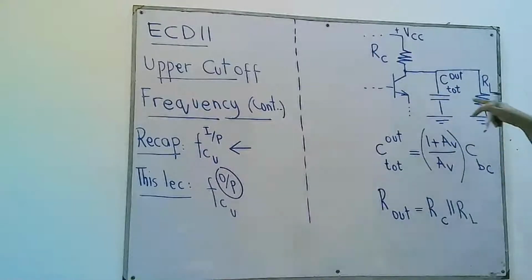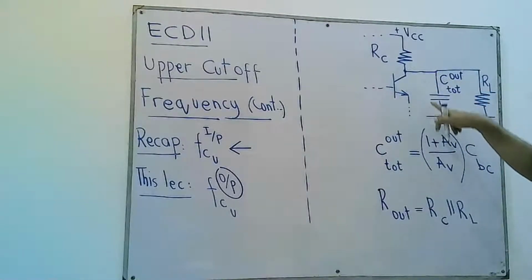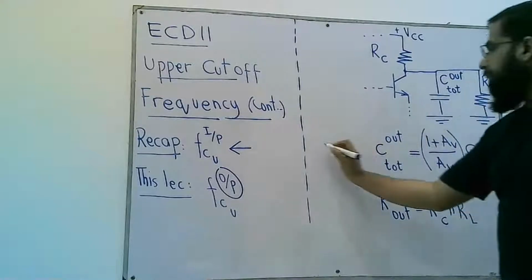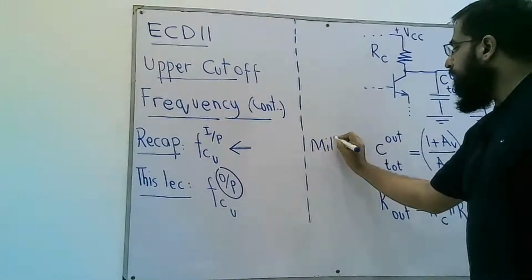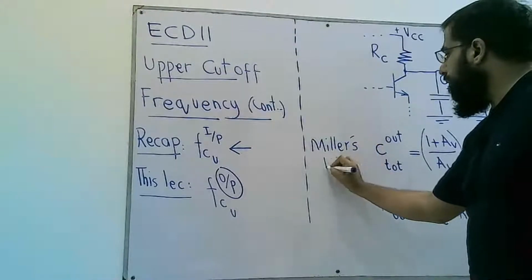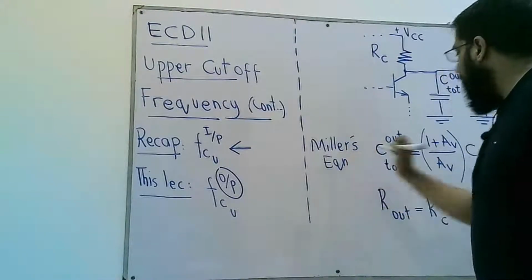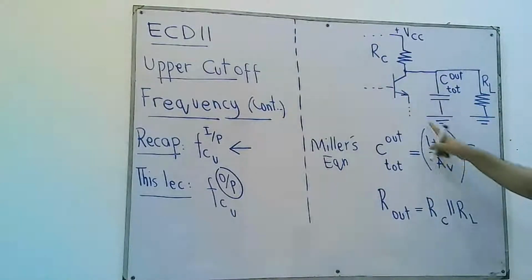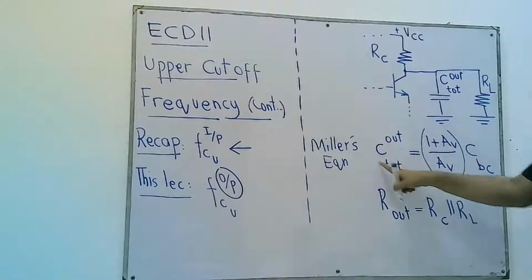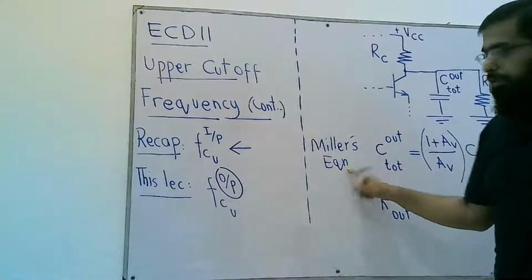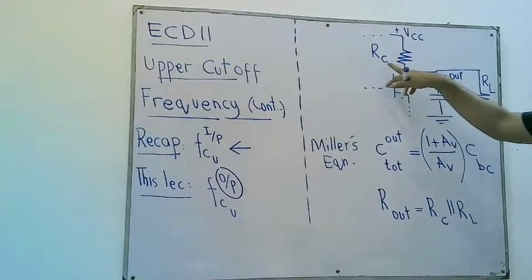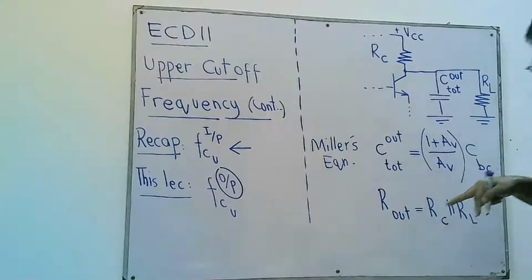But at higher frequencies, we have this total output capacitance that can be computed using Miller's equation. The capacitance that is between base and collector is multiplied by this ratio, and the result is the total output capacitance. We studied this in one of our previous lectures, whereas R out is RC in parallel with RL.